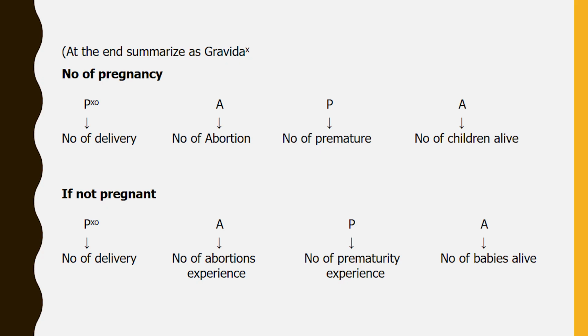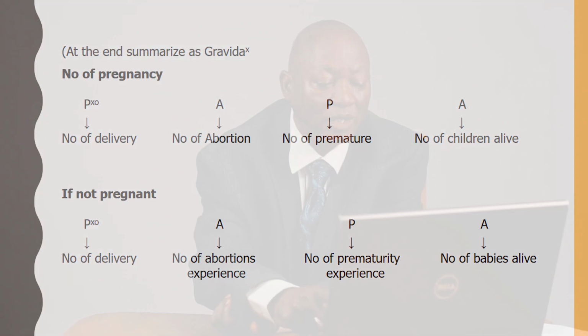But in case the woman too is a teenager, we just say it's a nulliparous, that has not given birth or gotten pregnant at all. After this obstetric history, we go to the gynecological history.